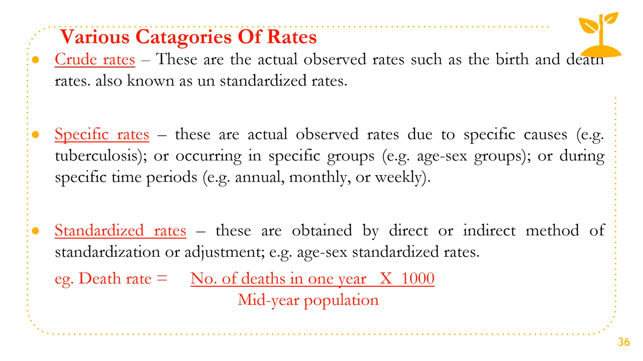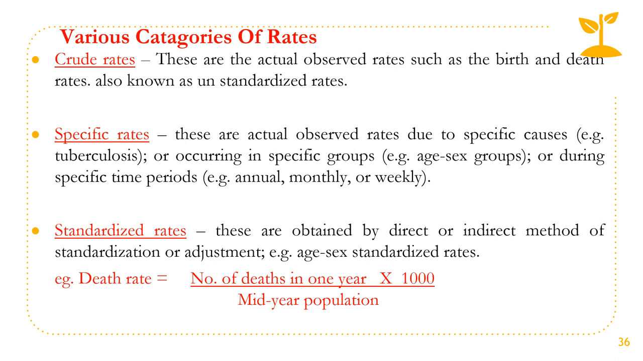So coming to the crude rates. If I tell the death rate of Malaysia is 60%, this is nothing but the crude method of telling anything. I am not specifying which age group or which gender or which location. I am telling the whole. That means I'm telling the crude values. Coming to specific, if I tell the caries prevalence is 60% in age group of 5 school going children, I am specifying the age group. That is nothing but specific rates.